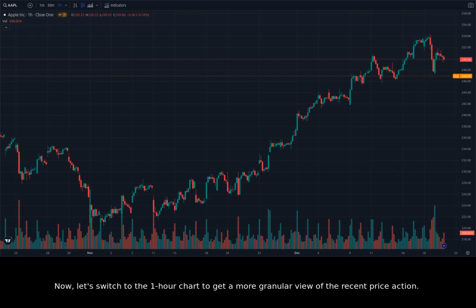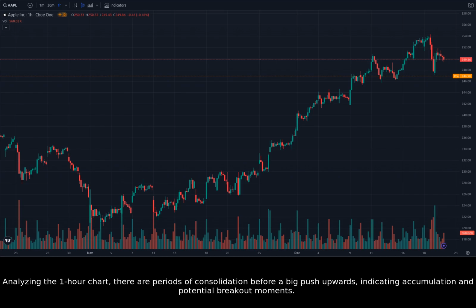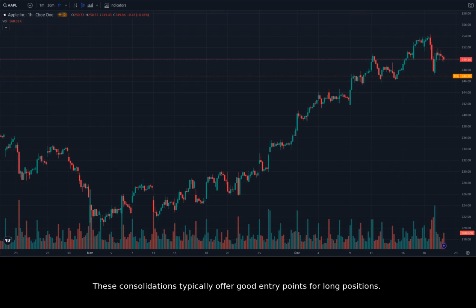Now, let's switch to the 1-hour chart to get a more granular view of the recent price action. Here, we observe more frequent price fluctuations, reflecting the shorter-term volatility. The volume is generally lower on this time frame compared to the daily chart. Analyzing the 1-hour chart, there are periods of consolidation before a big push upwards, indicating accumulation and potential breakout moments. These consolidations typically offer good entry points for long positions. Support and resistance levels can also be easily traced on the hourly time frame.